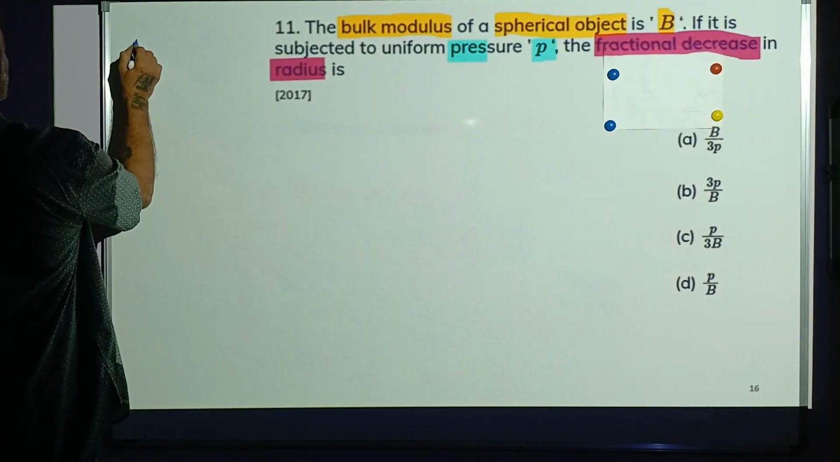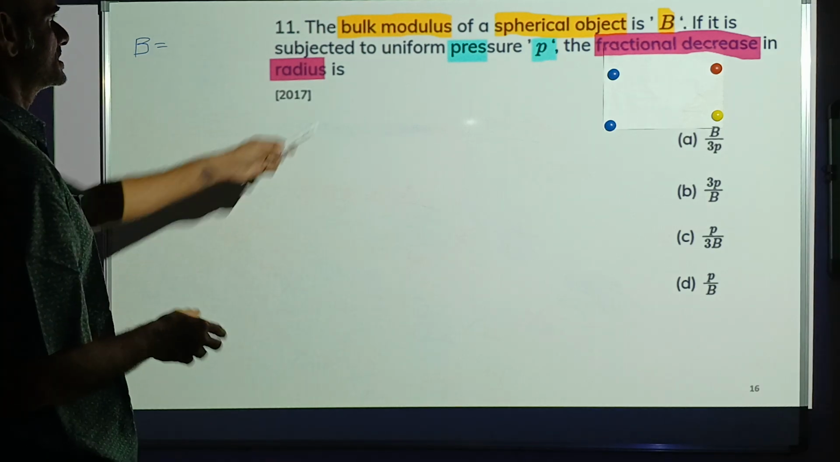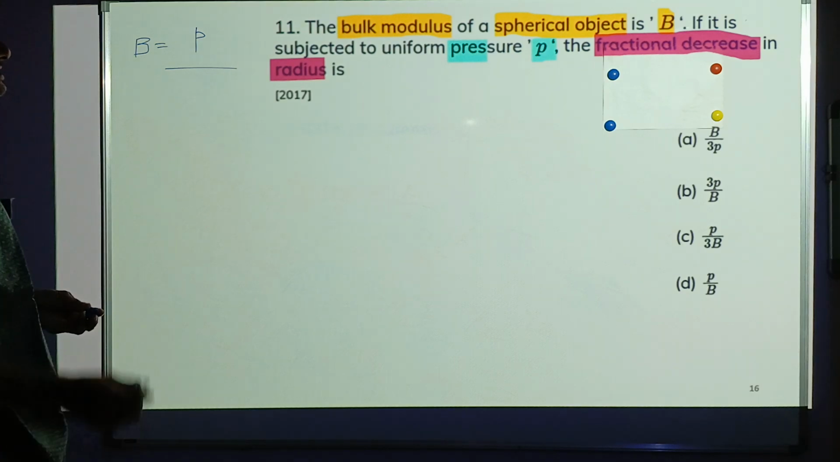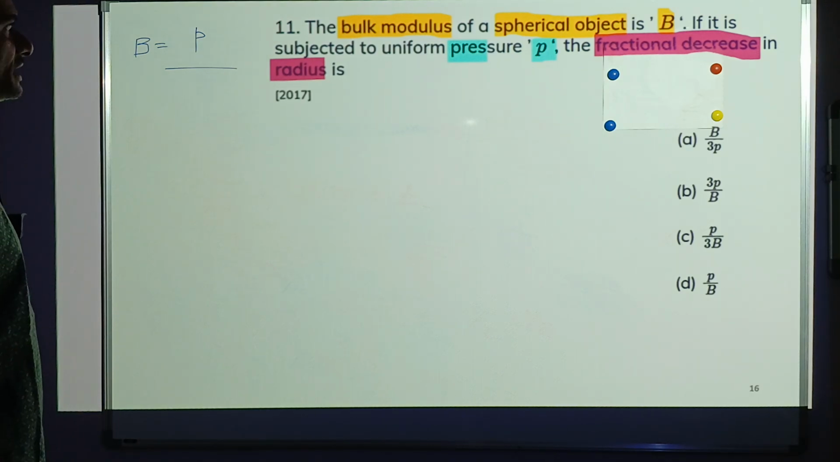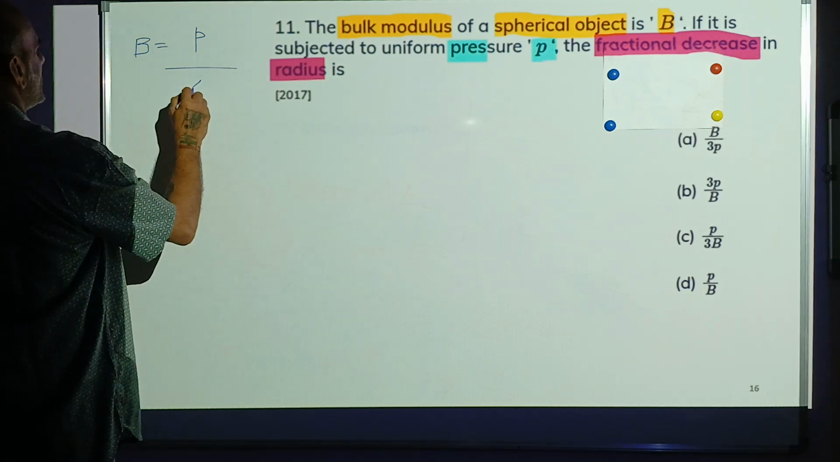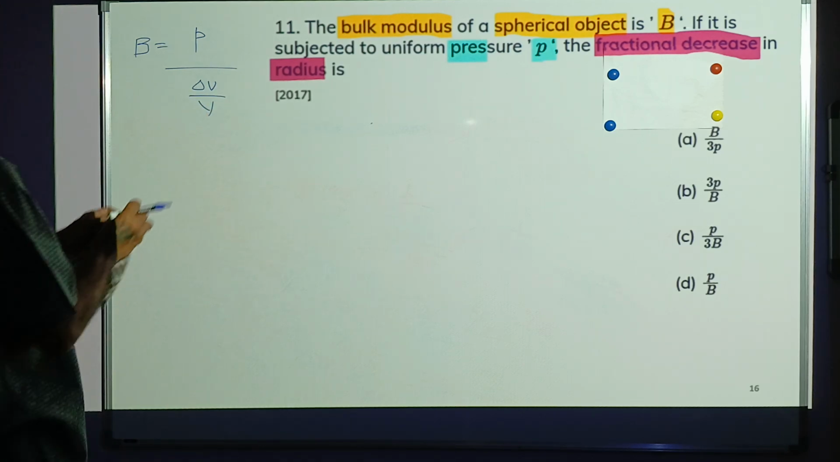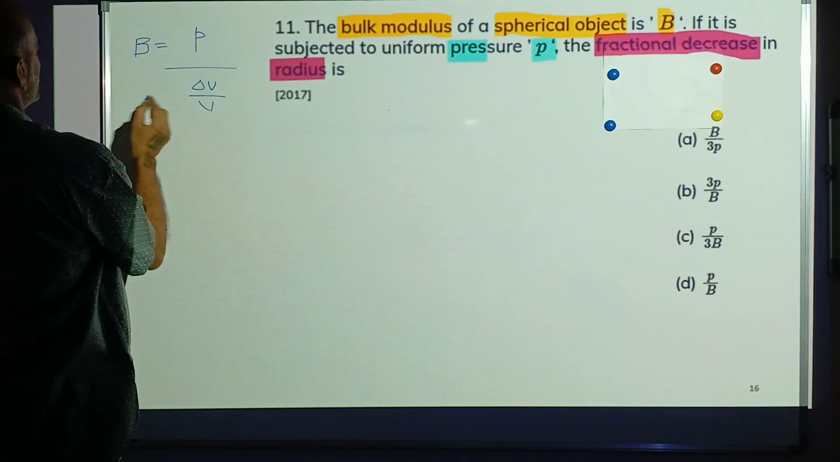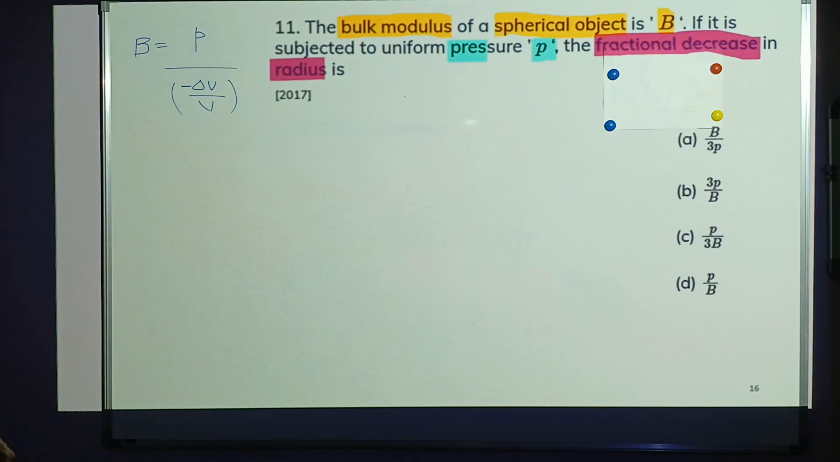Bulk modulus, like Young's modulus, is defined as stress by strain. Stress is force per unit area, but in this particular case, stress is the same as pressure. And strain is the measure of deformation. In the case of a wire, it is the change in length by the original length. But in the case of a 3D object, the measure of deformation is change in volume by original volume. But since here the pressure is a compressive force, the volume will decrease, so delta V will be negative. To make this positive, you have to put a minus sign here, because it is a compressive stress.